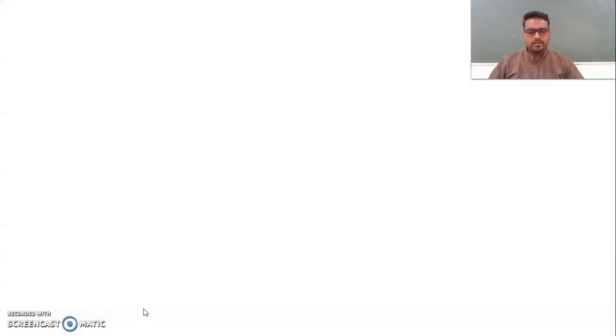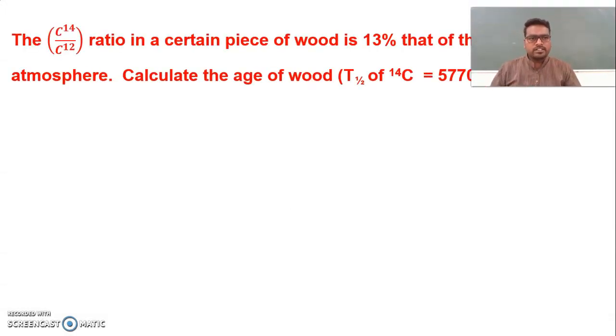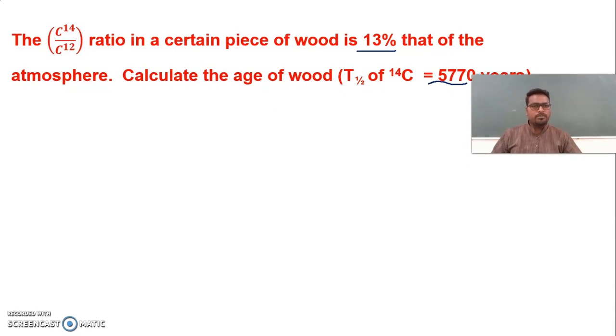The next numerical problem is, just read this problem. The ratio of C14 to C12 in a certain piece of wood is 13% that of the atmosphere. Calculate the age of the wood. Its half-life is 5770 years. So dear student, it's a very simple problem.